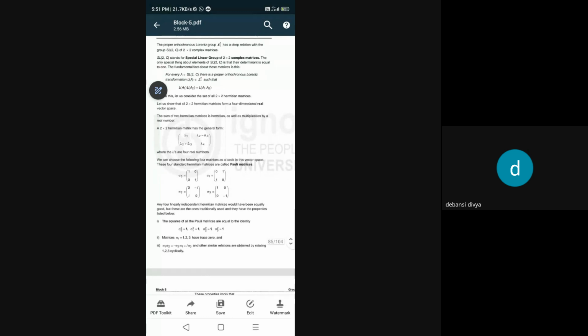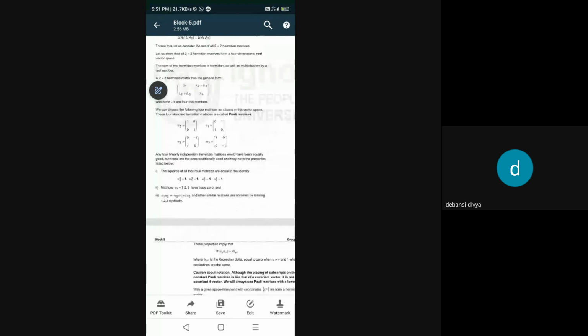Any 4 linearly independent Hermitian matrices would have been equally good, but these are the ones traditionally used, and they have the properties shown on the screen. The squares of all Pauli matrices are equal to identity: sigma 0 square equal to 1, sigma 1 square equal to 1, sigma 2 square equal to 1, and sigma 3 square equal to 1. And the matrices sigma i for i equal to 1, 2, 3 have trace 0. Trace is what?